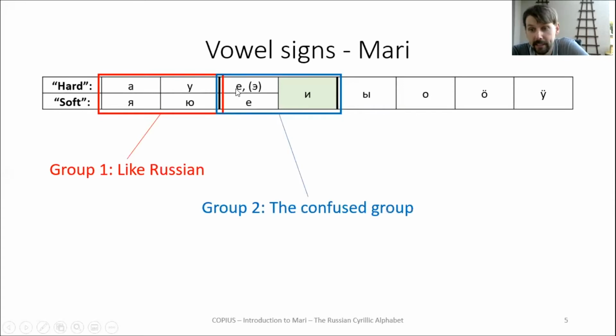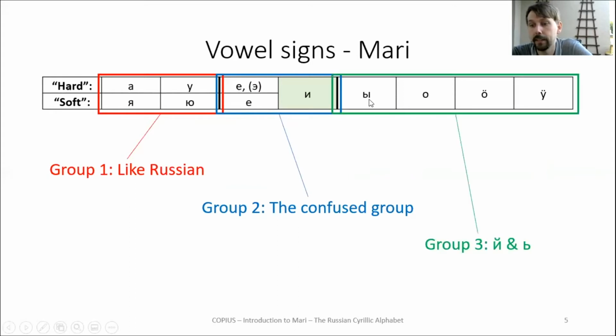Then we've got the mixed and confused group with the A and the E, where we've got some defects in the orthography. We're going to have a look at that. Defects in the sense that the orthography just doesn't give you the information you need. It's not perfect. Orthographies rarely are, and you just have to learn to deal with not being given all the information you want sometimes. And then we have the third group, Ö, O, Ö, Ü.